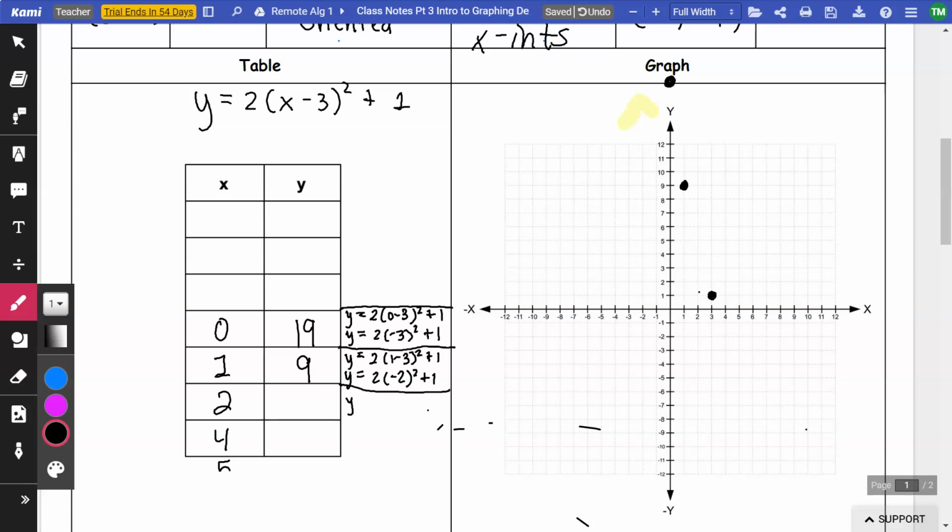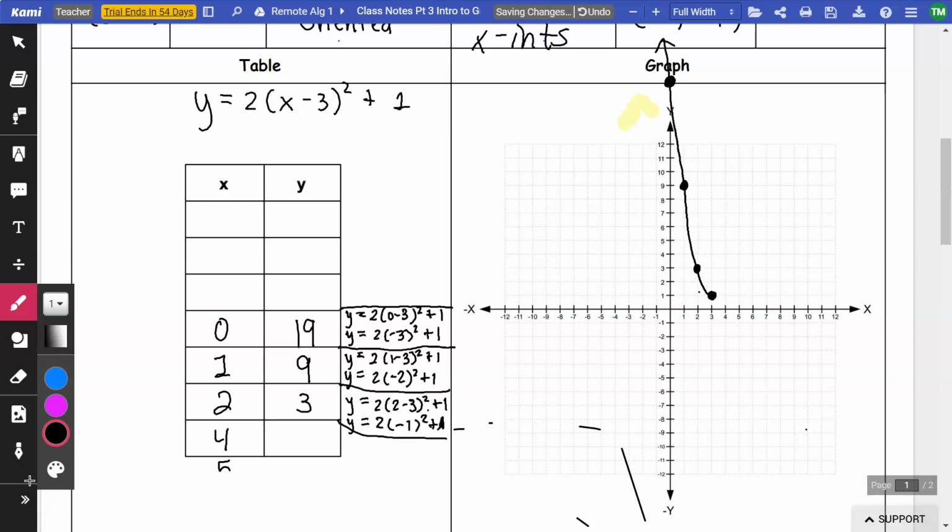Plugging in 2, y is equal to 2 times 2 minus 3 squared plus 1. So y is equal to 2 times 2 minus 3 is negative 1. All right, so negative 1 squared is 1. 1 times 2 is 2. 2 plus 1 is 3. So we're going to have 2, 3. Okay. So we have a good idea of what our parabola is going to do off to the left here.